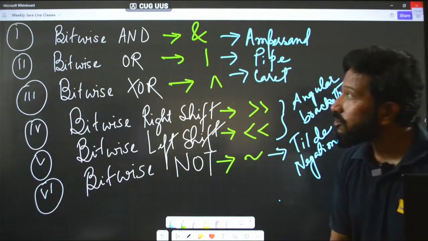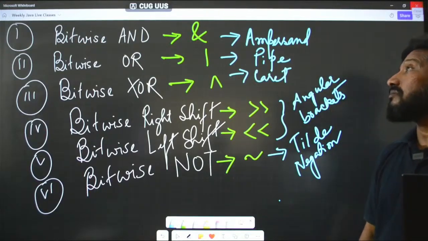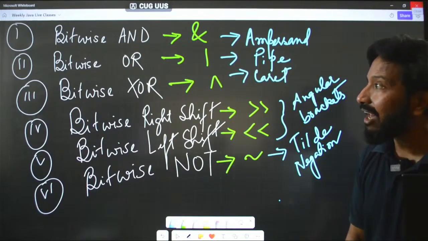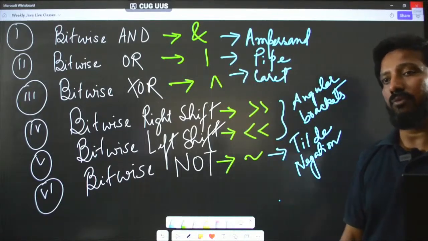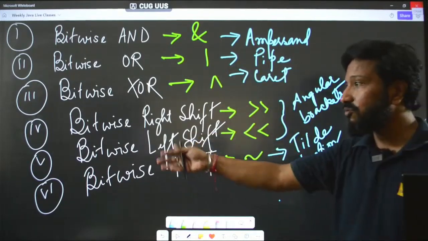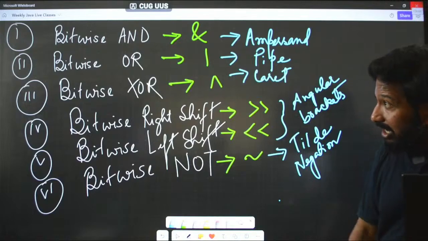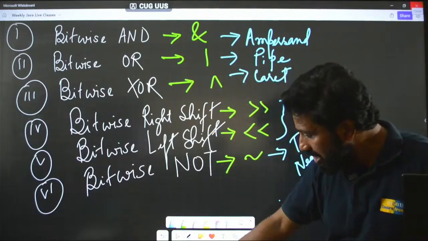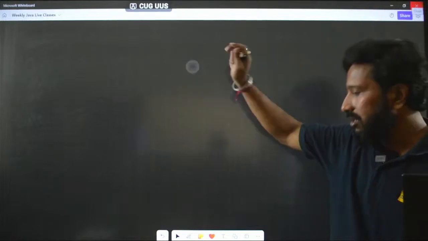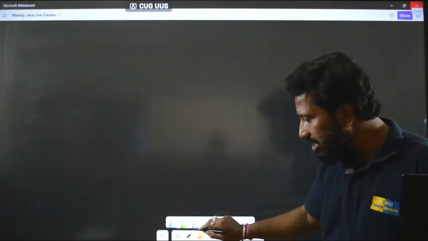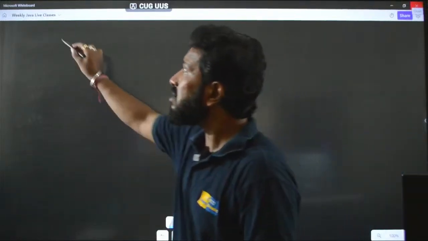Fine. So these are the bitwise operators that we have with us, and all of them have a different criteria or operation. So we will be discussing all of them one by one. Okay, so let's start with the AND operator. Let's go and learn one by one properly. So let's start with the bitwise AND.